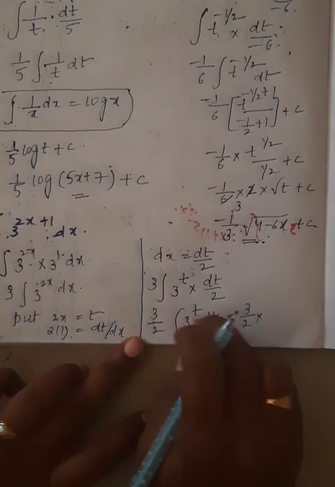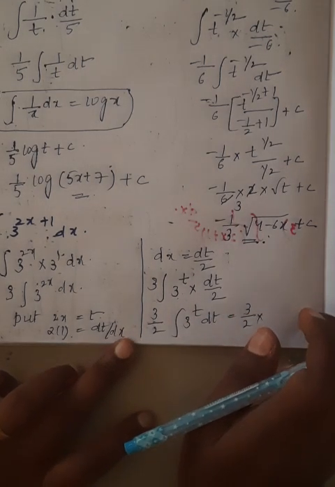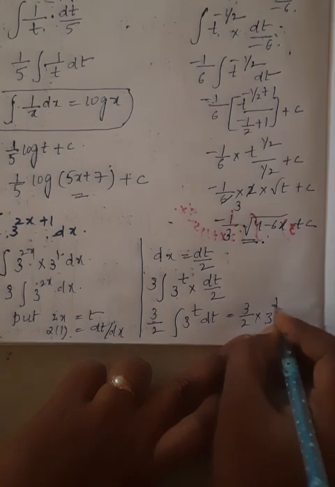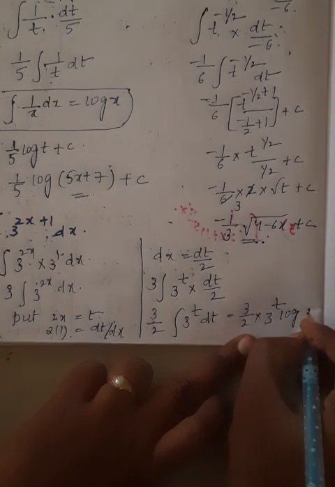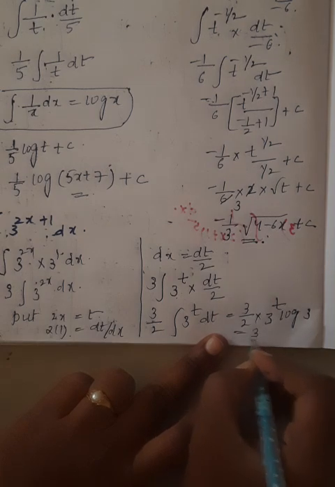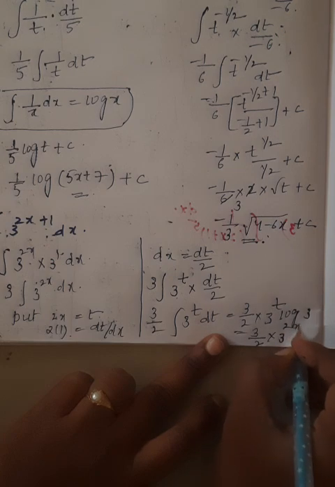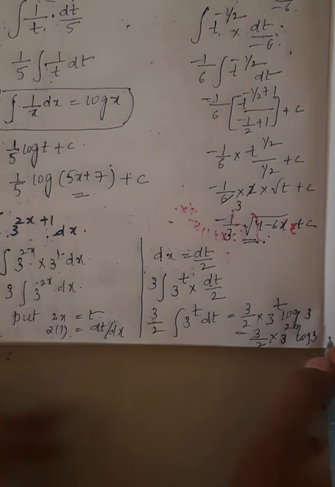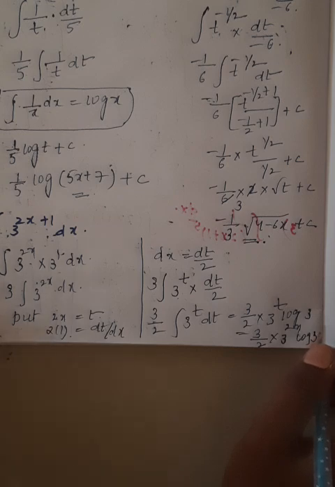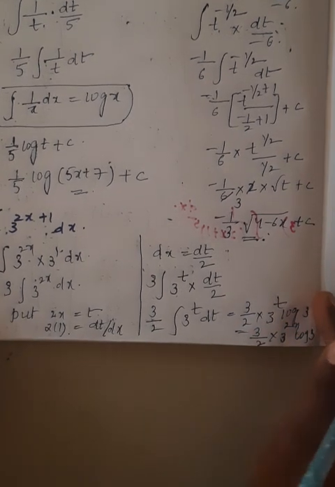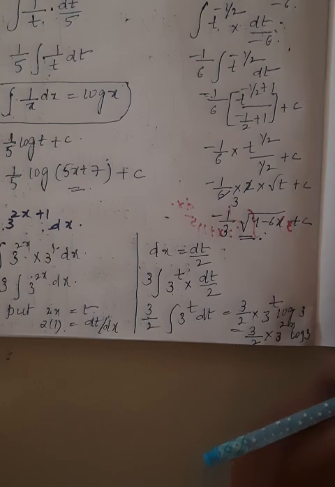So this is one of the standard results: integration of a power x will become a power x into log a. So 3 power t into log 3, which is equal to 3 by 2 into 3 power 2x log 3. Now we have to substitute back what is t here. So here we have taken t as 2x. So it will become 3 by 2 into 3 power 2x into log 3, which is our final answer for the given question.